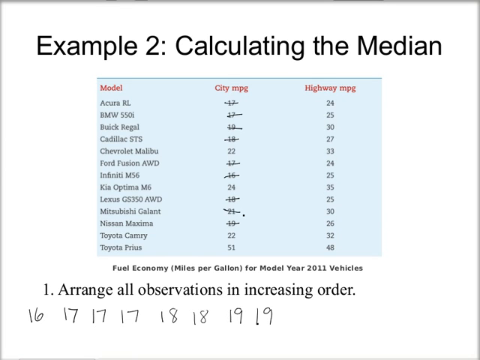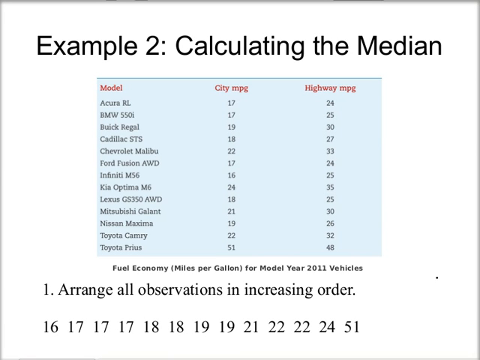Then a 21. Then a couple of 22s. And a 24. And a 51. So that is all my values arranged in increasing order. And here they are typed up, so it's a little bit easier to look at.